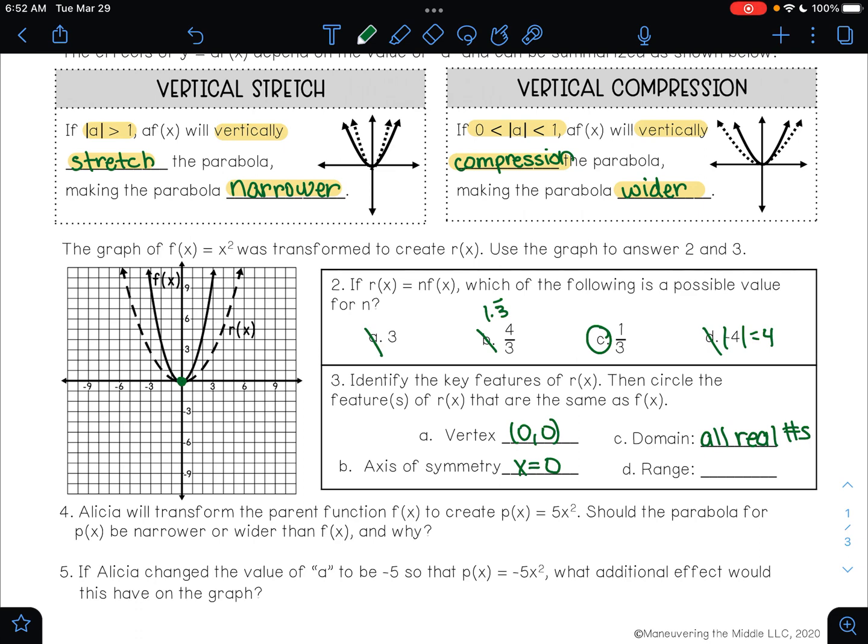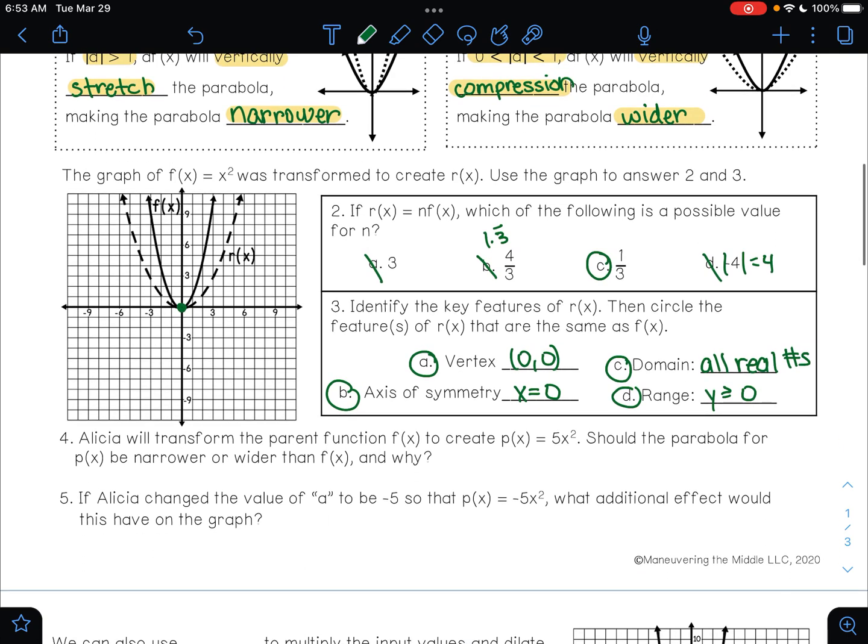And then the range, the y values, are greater than or equal to that minimum value of 0, which is the y value of the vertex. So circle the key features of r of x that are the same as f of x. Well, all of the key features are the same, right? Because the vertex of my parent function is (0, 0), which means its axis of symmetry and range are correct. And the domain is all real numbers unless it's a real world situation. So all of them are the same.